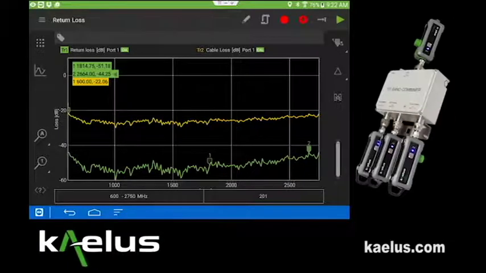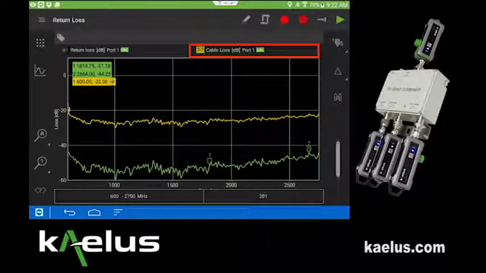Finally, while looking at trace 2, we see that one marker was added when we initially pressed the marker icon. We can toggle between trace 1 and trace 2 by touching the trace that we're interested in using. I've now selected trace 2, and this can be seen with marker 1 at 600 megahertz selected.